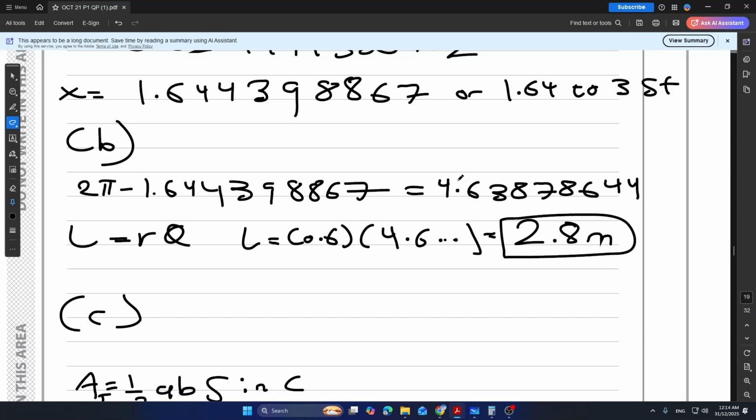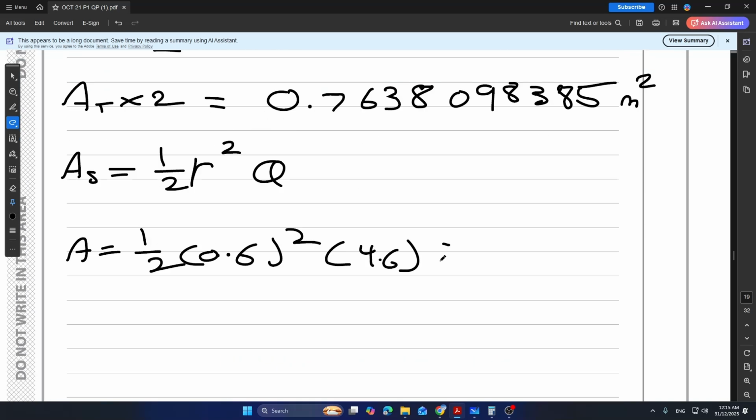Okay, and the answer is going to be 0.8349815592, the area of the sector.